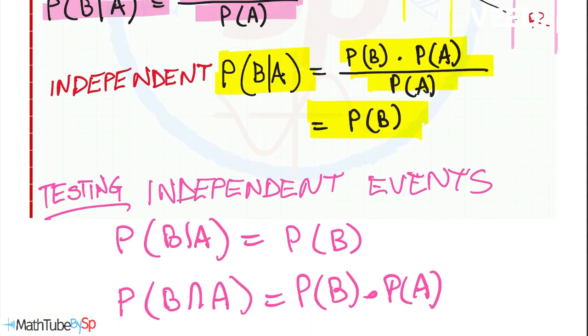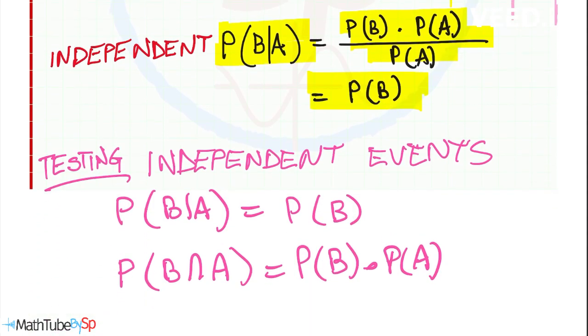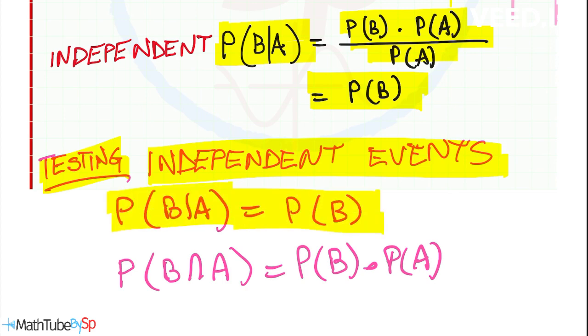Now, when we are testing for independent events, these are the two conditions that we can use for testing. Given that the two events are independent, we can test these conditions to find the missing values. The probability of B, given that A has occurred, is equal to the probability of B, and the probability of B intersection A is equal to the probability of B multiplied by the probability of A.